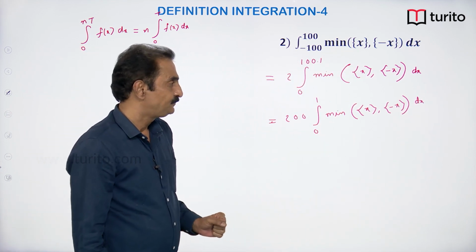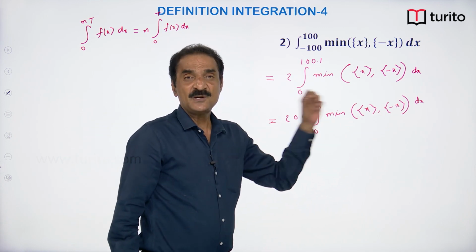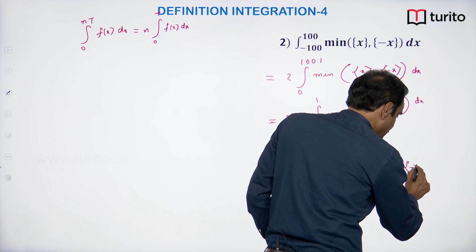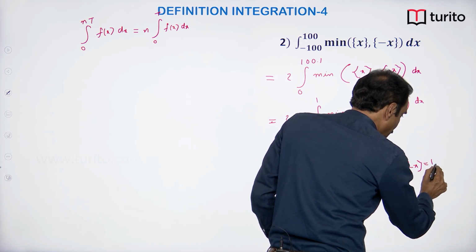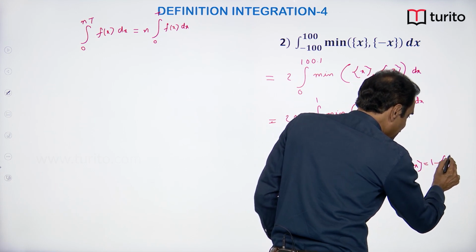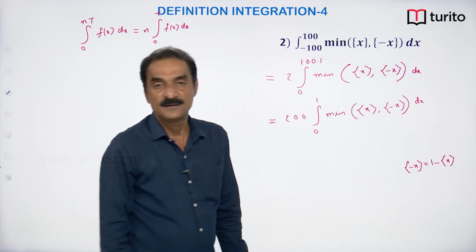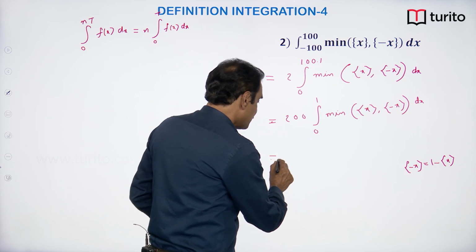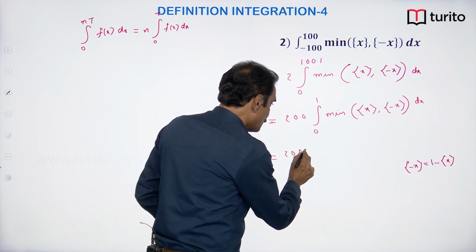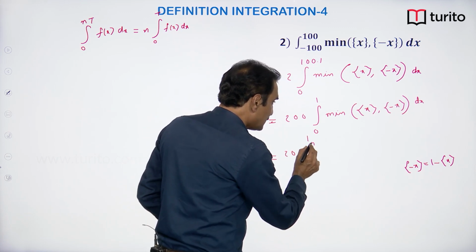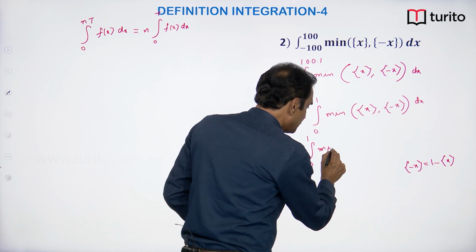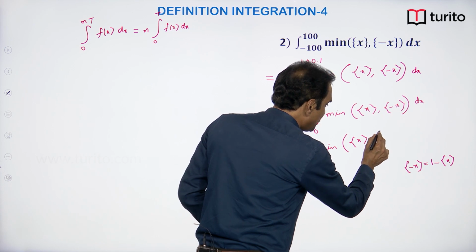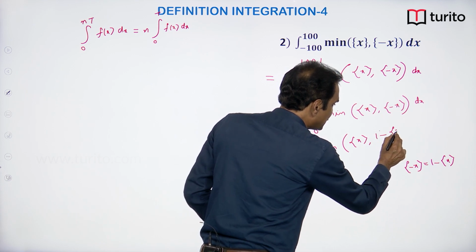Now fractional part of minus x can be written as 1 minus fractional part of x. All of you remember this result. So I will write this as 200 integral 0 to 1 minimum of fractional part of x comma 1 minus fractional part of x.